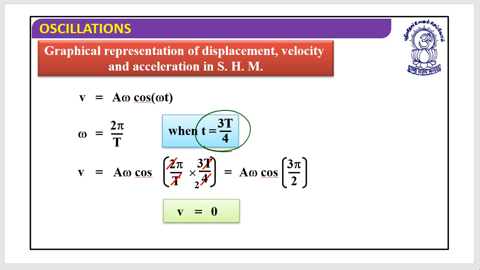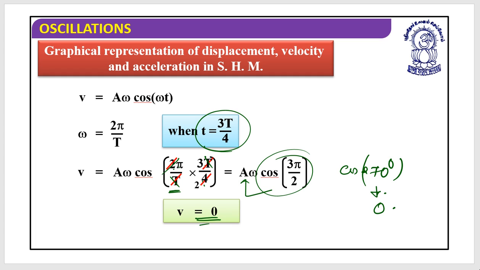Next is the time when t is equal to 3T by 4. If I put this in, it's 2 pi by T multiplied by 3T by 4. So this T and T cancel, and this is 2 pi by 4, it's 3 pi by 2 left. So it's cos of 270 degrees, and cos 270 degrees is 0. So 0 multiplied by any number would convert to 0, and at this point velocity would be 0.